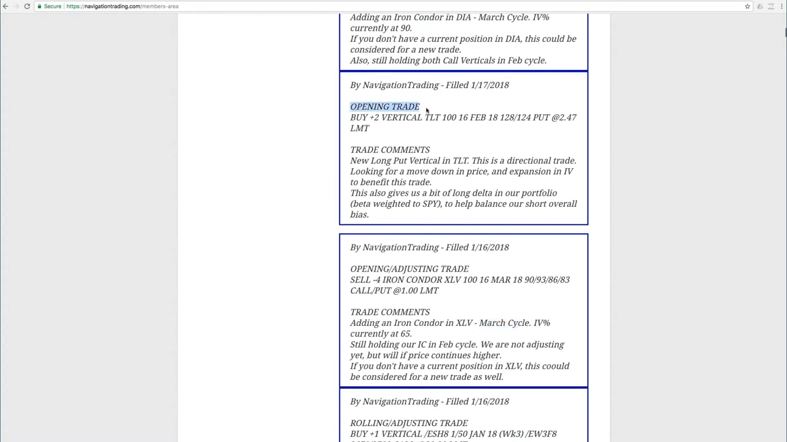Next trade was an opening trade in TLT. And this was more of a directional play. It did a couple things. One, I was looking for some downside movement in the price of TLT and the price of bonds, which we have gotten. And secondly, it also gives us a bit of long delta in our portfolio. So we always want to keep that short directional bias in our portfolio, but we're getting a little bit off balance, meaning we're getting a little bit too overweight to the short side. So this helped give us a little bit of long delta.